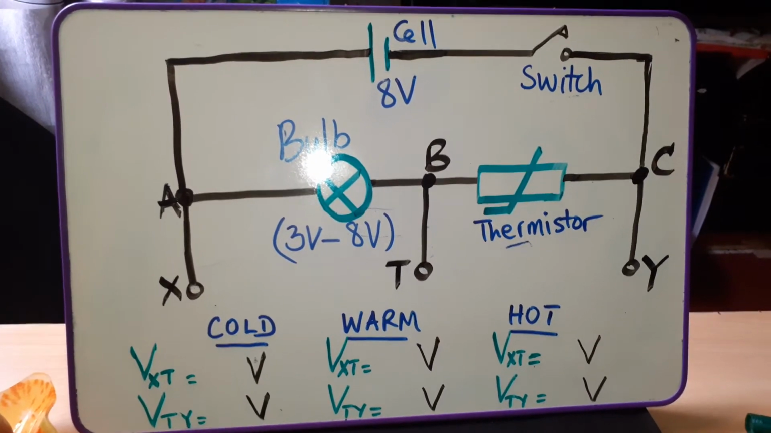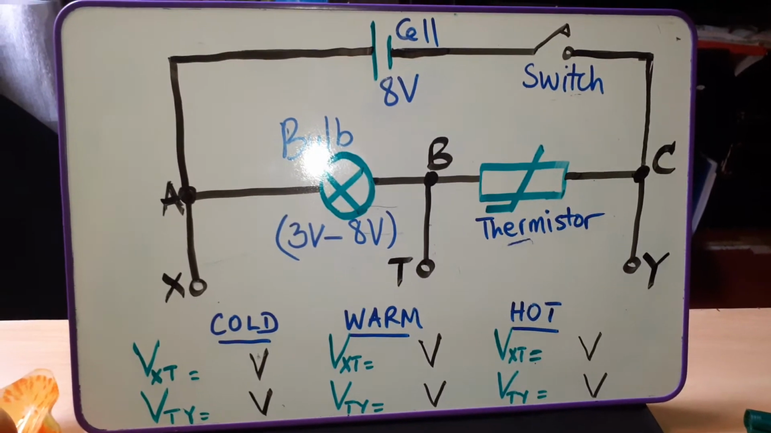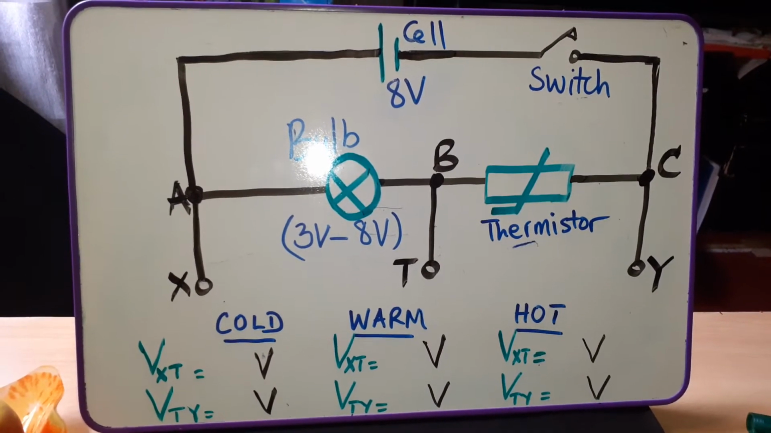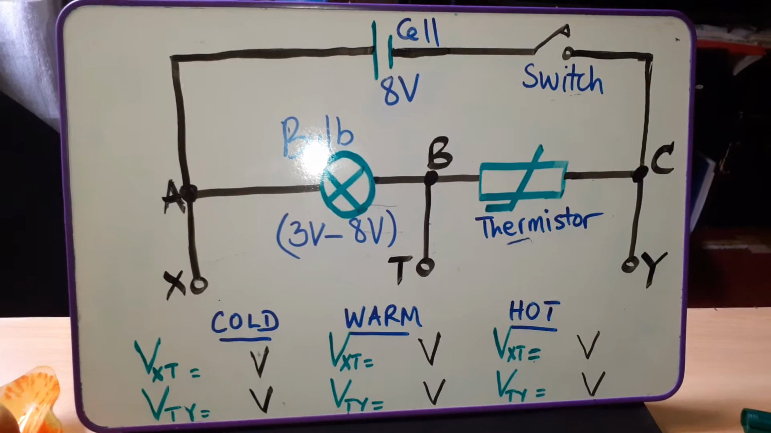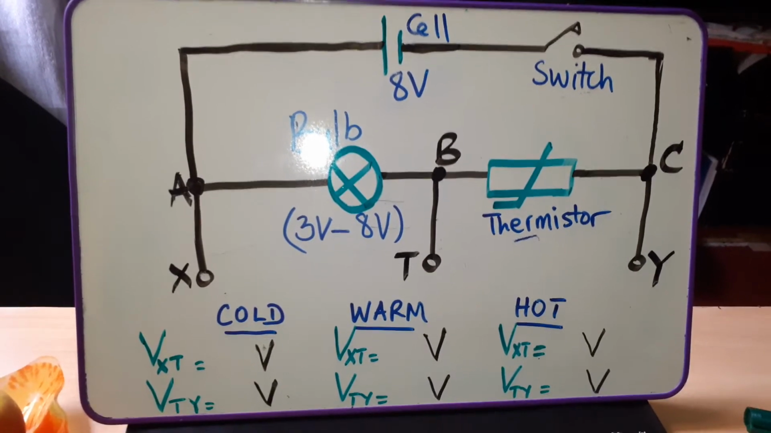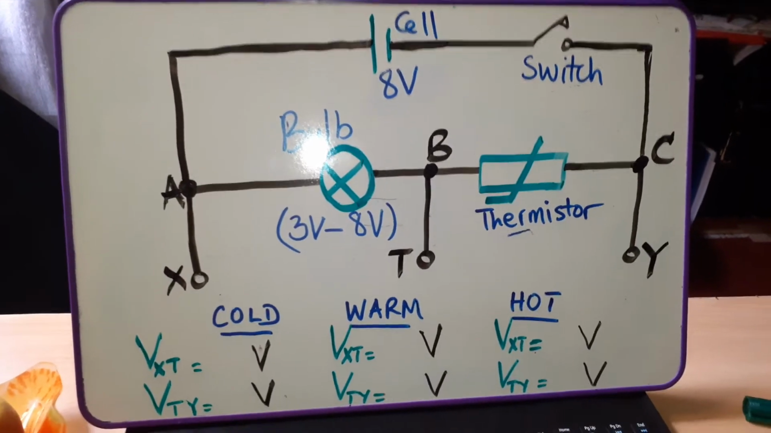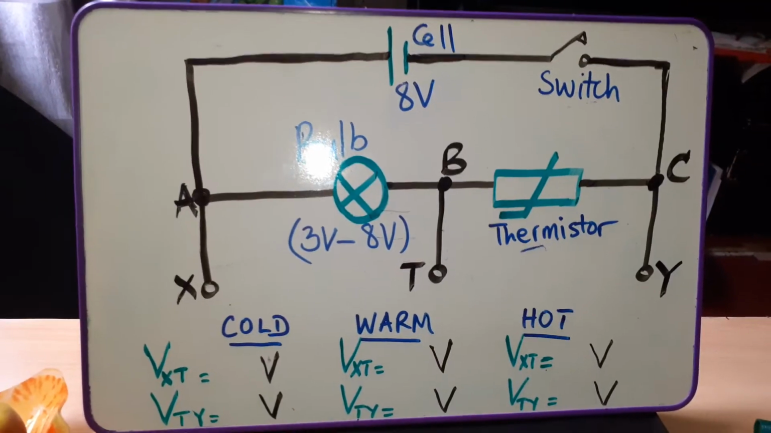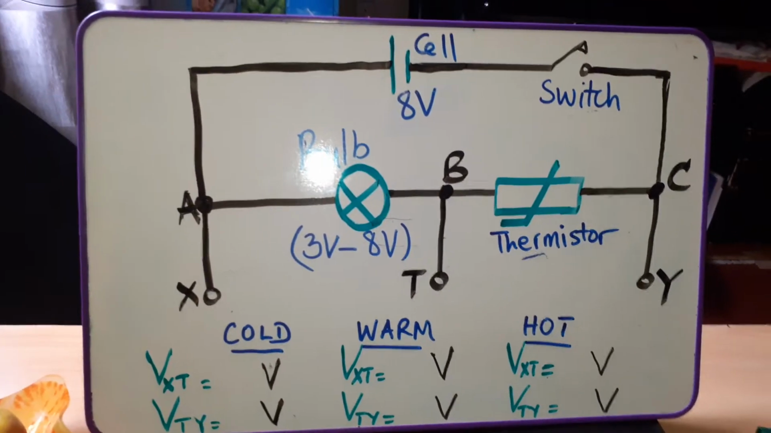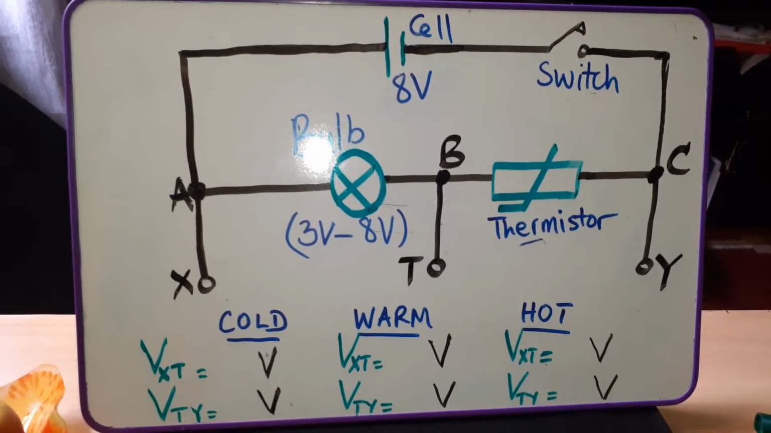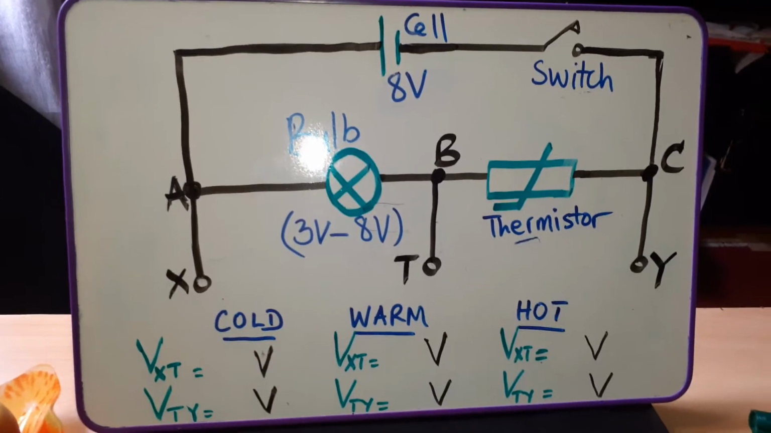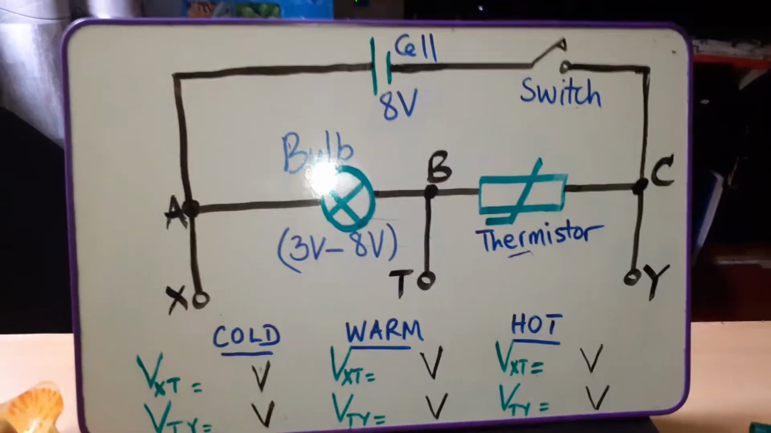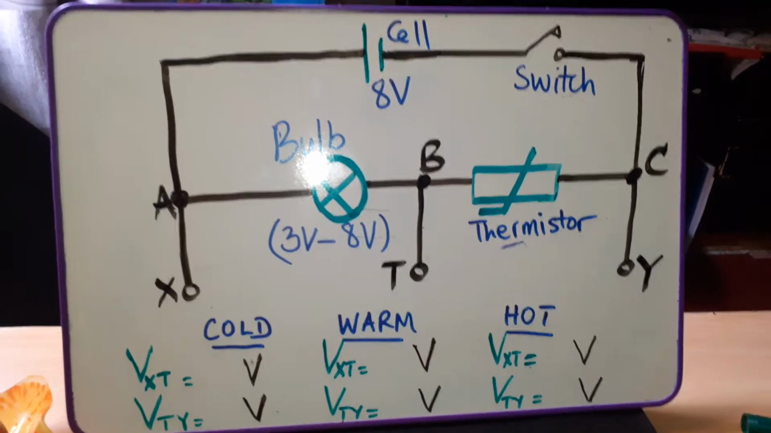So, yesterday we looked at a thermistor, what it is and its symbol as well. We said a thermistor is a temperature dependent resistor. That means a resistor whose resistance depends on temperature. When the temperature is low, the resistance of a thermistor is very high. But when the temperature is high, that means when it is hot, then the resistance of a thermistor is very low. So that is what we call a thermistor.